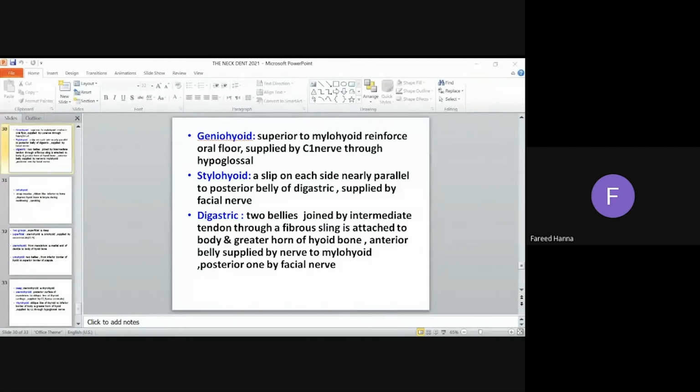Then you have the digastric, two bellies joined by an intermediate tendon, which through a fibrous link is attached to the body and greater horn of the hyoid bone. The anterior belly is supplied by the nerve to mylohyoid, which is from the mandibular, and the posterior belly is supplied by the facial nerve, because it's derived from the second pharyngeal arch. The anterior belly is derived from the first pharyngeal arch, so it's supplied by the mandibular nerve.